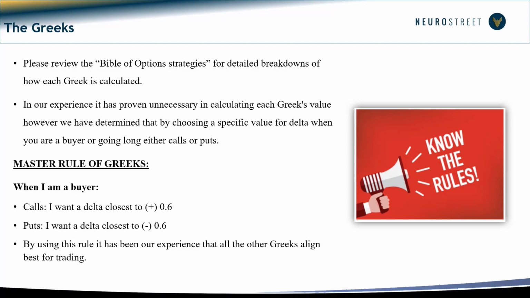By using this rule, it has been our experience that all the other Greeks align best for trading. So keep it super simple. If you just look for a delta of 0.6, it helps all of the deltas line up the best. You say, that's kind of like a cheat sheet.